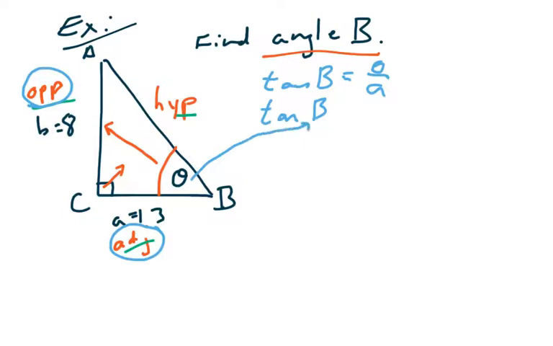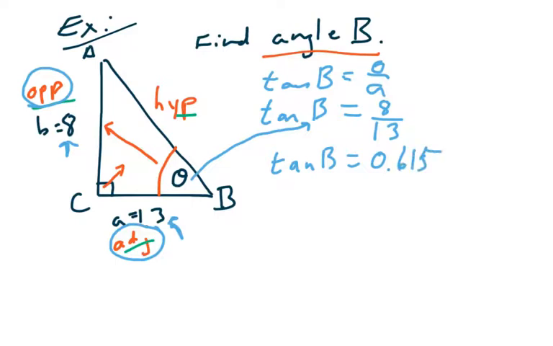The theta is just like saying x, we're trying to solve for x, equals the opposite, which is 8, divided by the adjacent side, which is 13. Okay, so when I calculate this, I put 8 divided by 13 into my calculator, and I get 0.615.